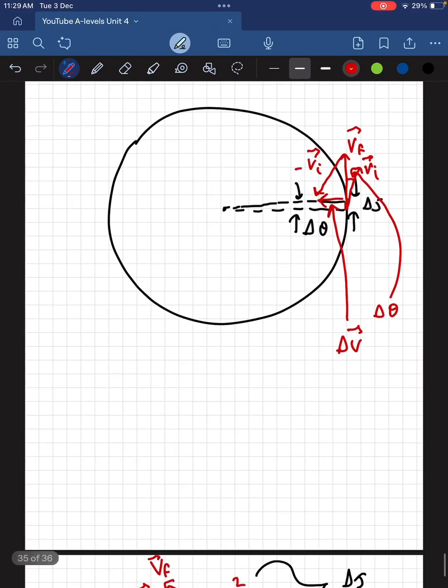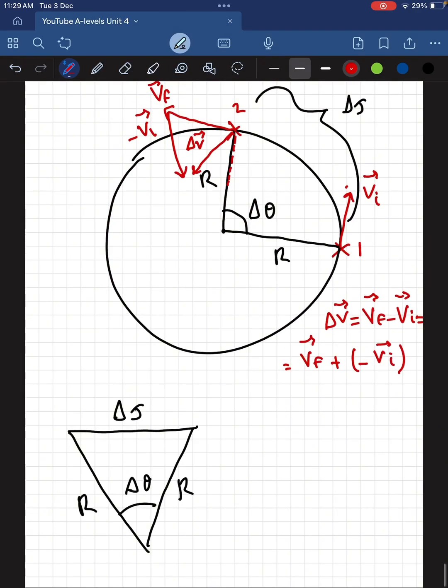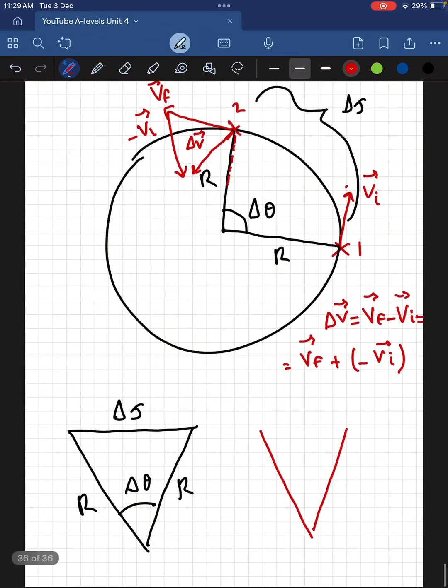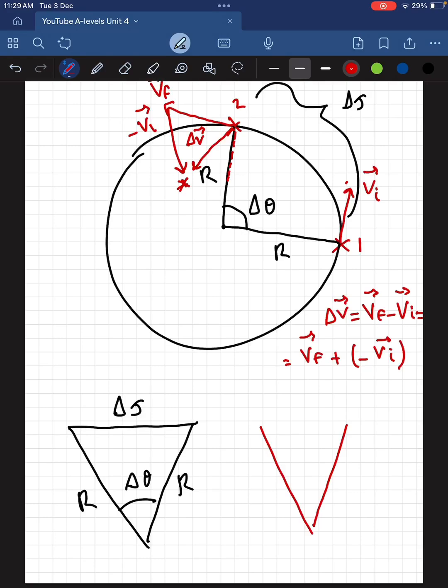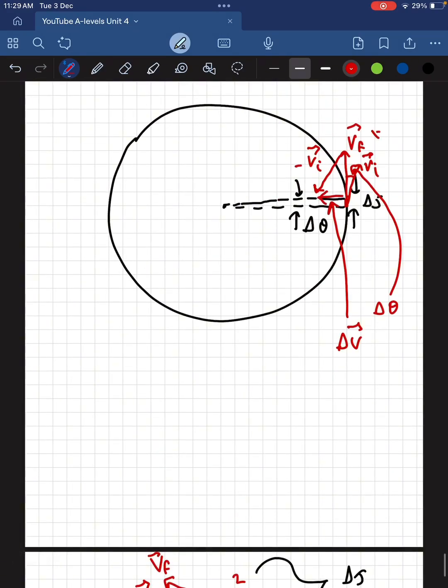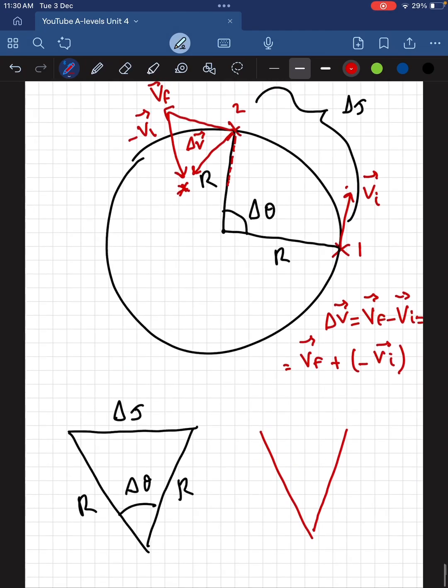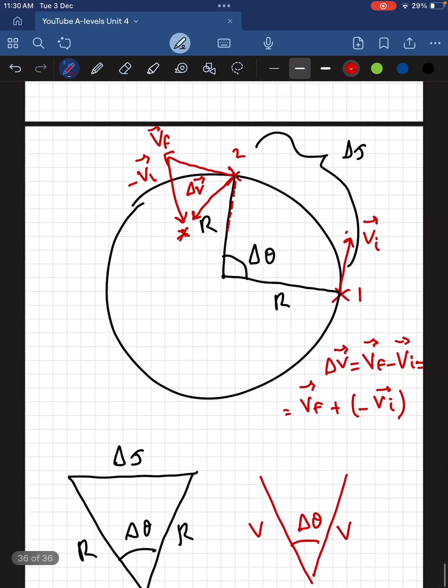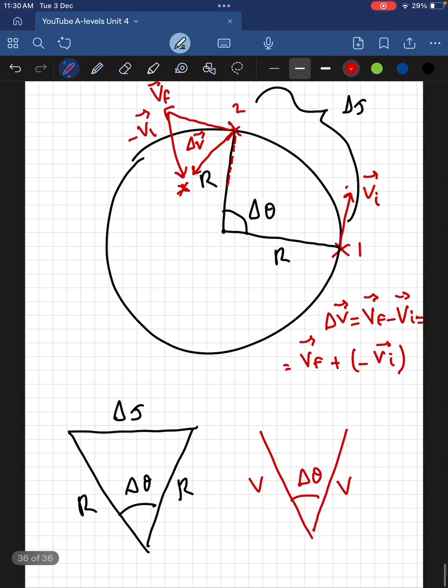Okay, that's important. So notice that immediately we can draw another triangle. I'm pretty much drawing this situation over there. So this is going to be V, this is going to be V, and this is delta theta. Remember that VI and VF have the same magnitude. That's why here I draw VI and VF as being both V, and delta V is going to be this side of the triangle. Now, if we compare these two triangles, let's call this triangle A and triangle B.